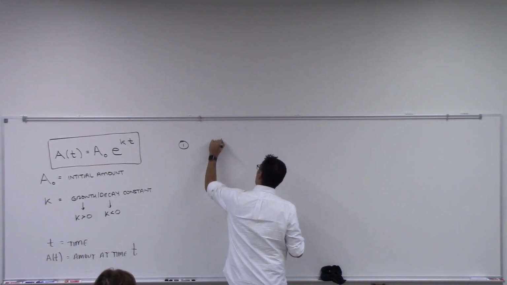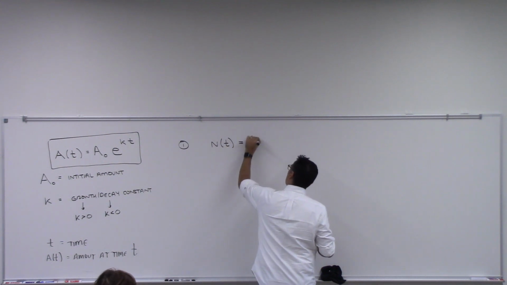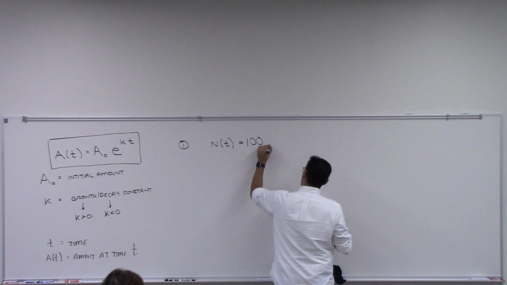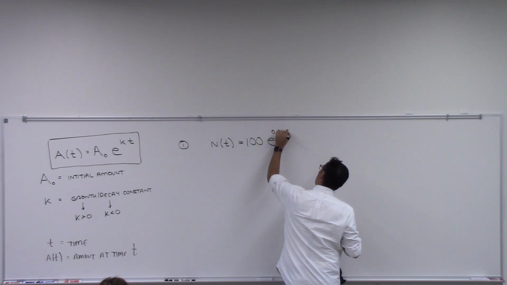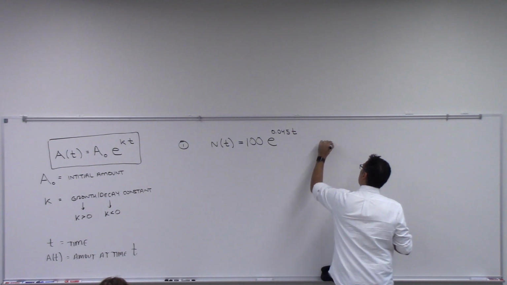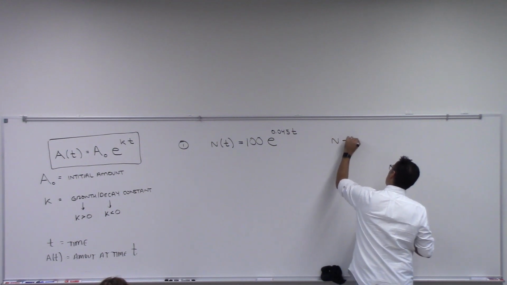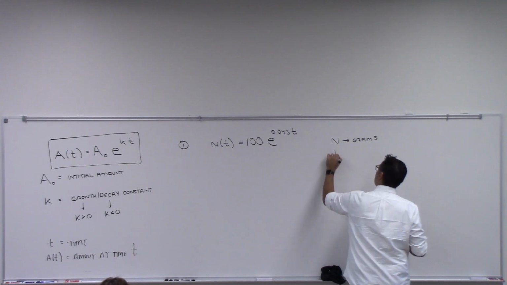It's going to look a little different, okay? N of t equals 100 e to the 0.045 t, where N is measured in grams, t is in days.